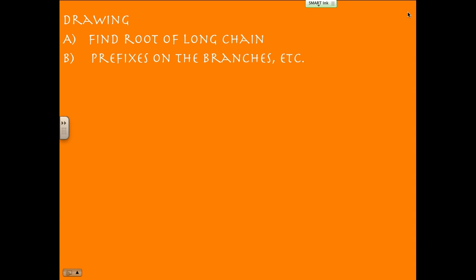All right, so now let's take a look here at drawing them. I think drawing them is way easier than naming them, because drawing them, you just need to find the root of the long chain, prefixes on the branch, and then go to work. So here's an example. Let me just show one that's really pretty crazy.